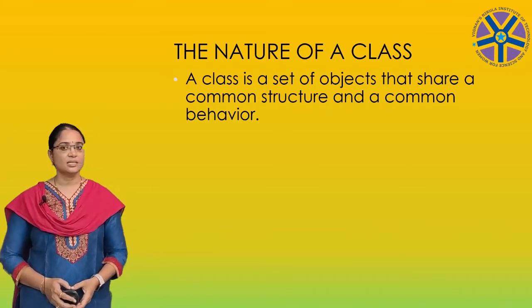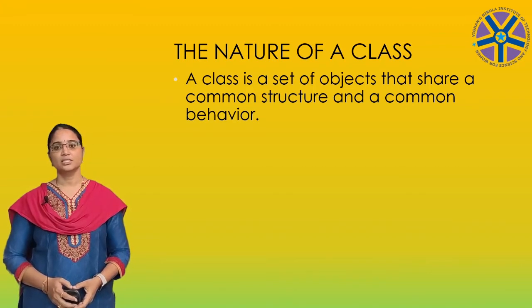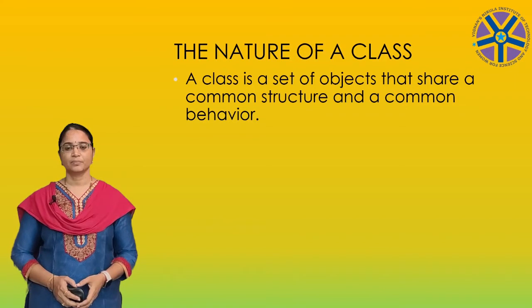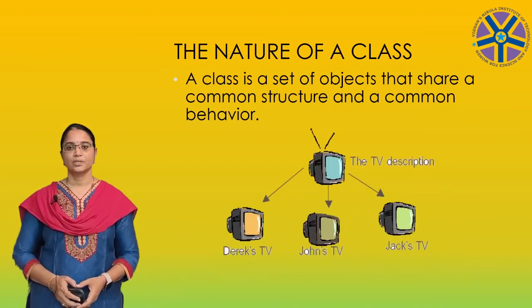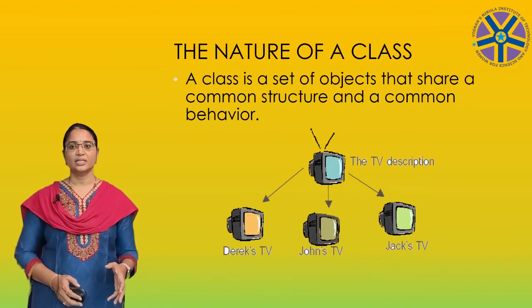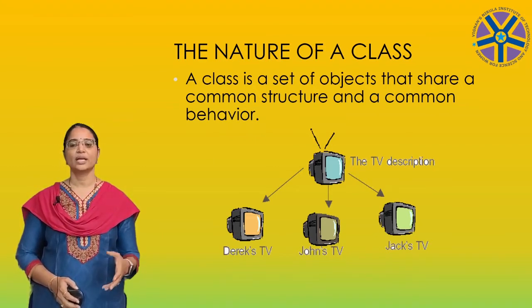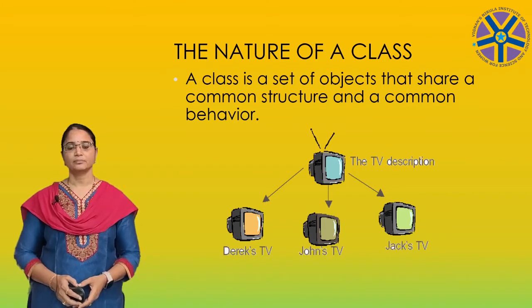A class is a set of objects that share a common structure, common behavior, and common semantics. A single object is simply an instance of a class. An object is a concrete entity that exists in time and space, but a class represents only an abstraction. A class may be an object, but an object is not a class.